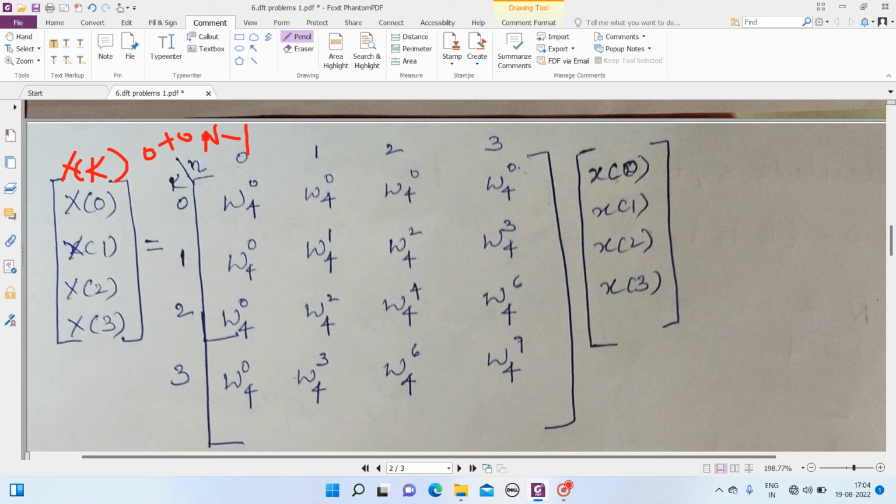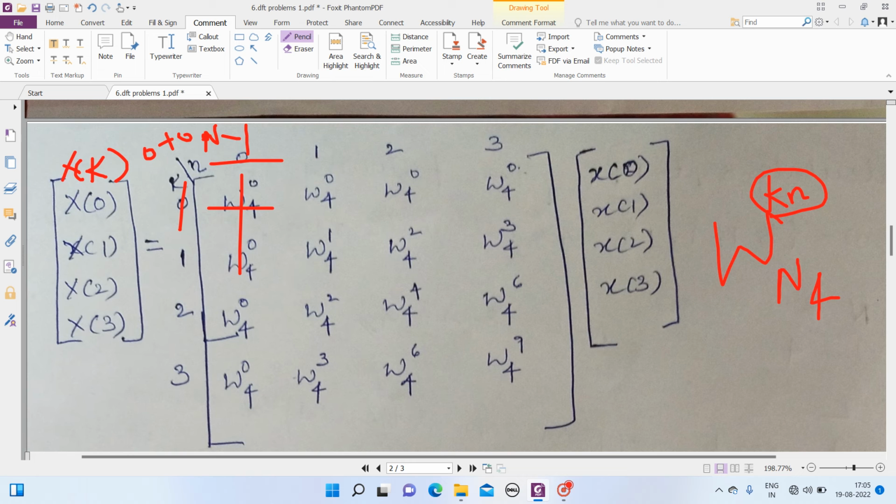Okay, so see here, this is k, this is n, right? This is row, this is column. Now we know that W subscript capital N superscript kn, right? N is 4, and this is common for all the twiddle factors. Only the superscript changes based on the values of row and column, right? So this is k, this is n.